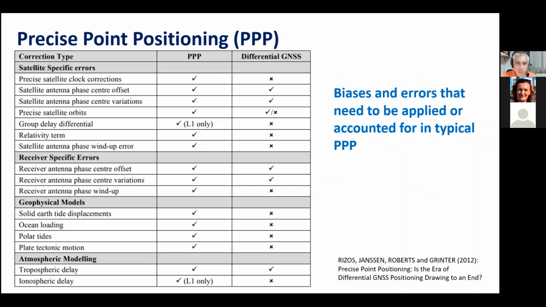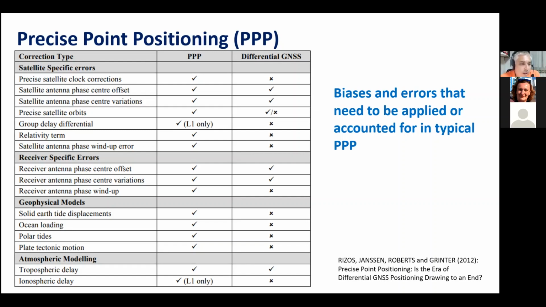So this is a table showing the error sources, and there is a comparison between PPP as an absolute method and differential GNSS. In PPP we use a single receiver. In differential we use at least two, or relative method. In differential we have at least two receivers, one being the base receiver and the other one being the rover receiver.